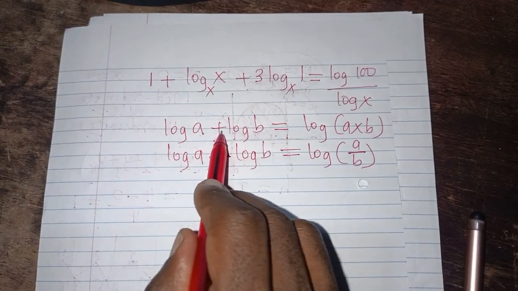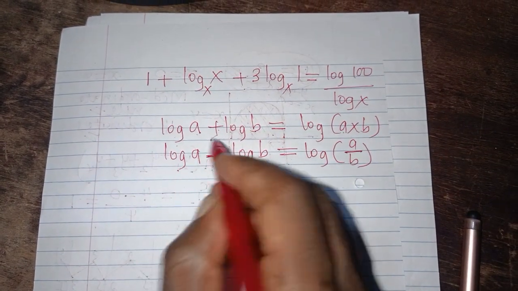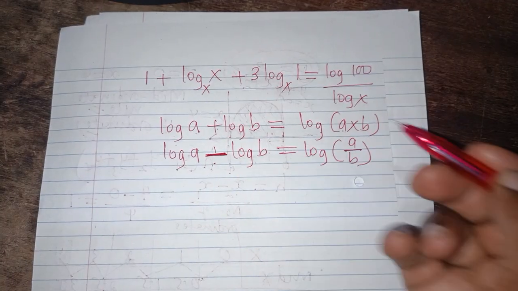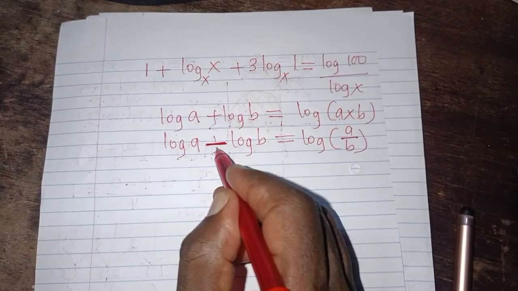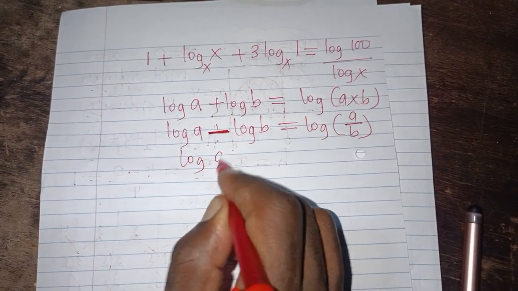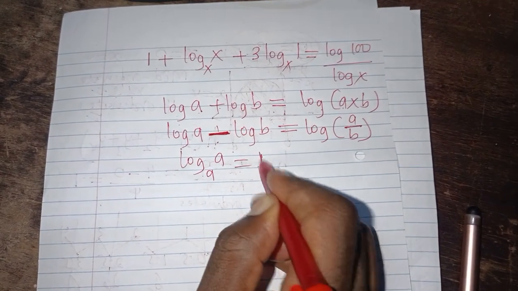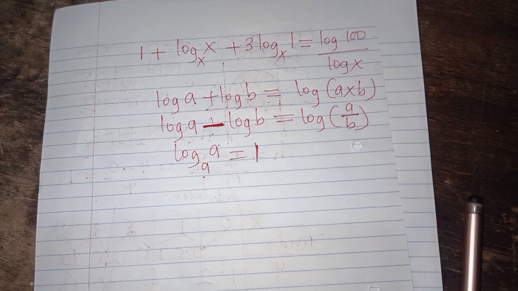So log a plus log b is the same as the log of a times b. Then the log of a minus the log of b is the same as log of a over b. So you divide when you have been given a minus sign. And of course, the log of a to base a is just 1. That means the log of a number to the base of the same number, the answer is 1.